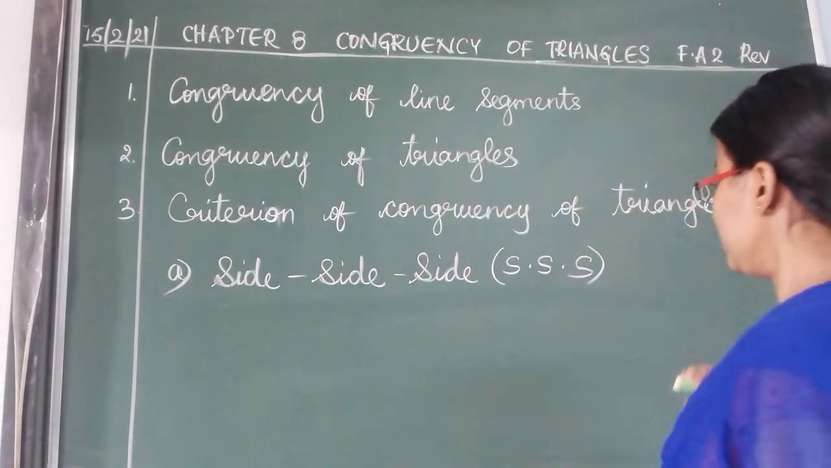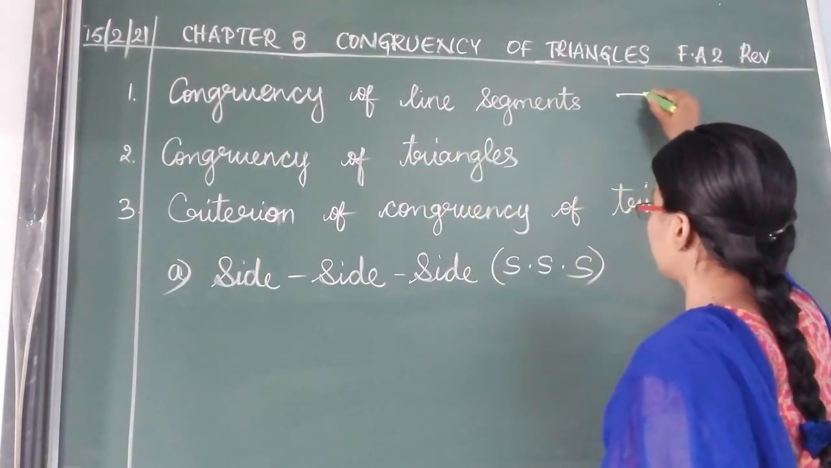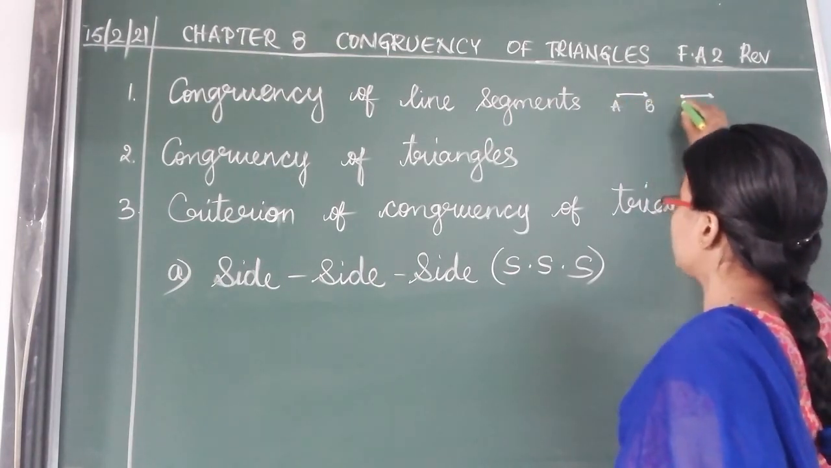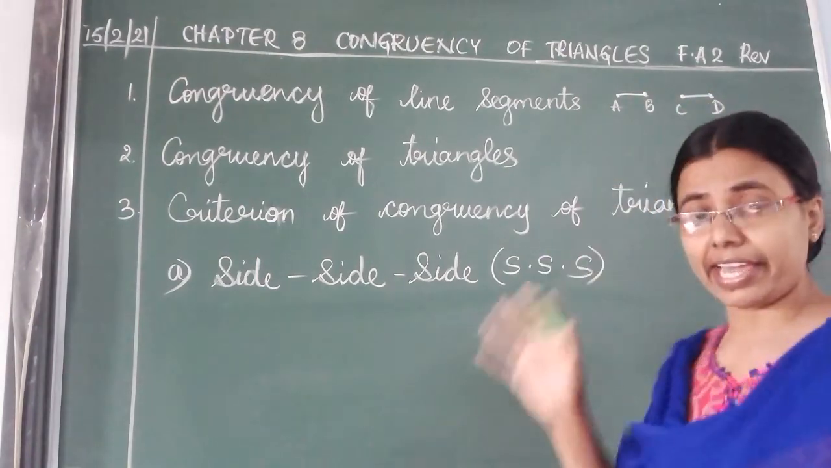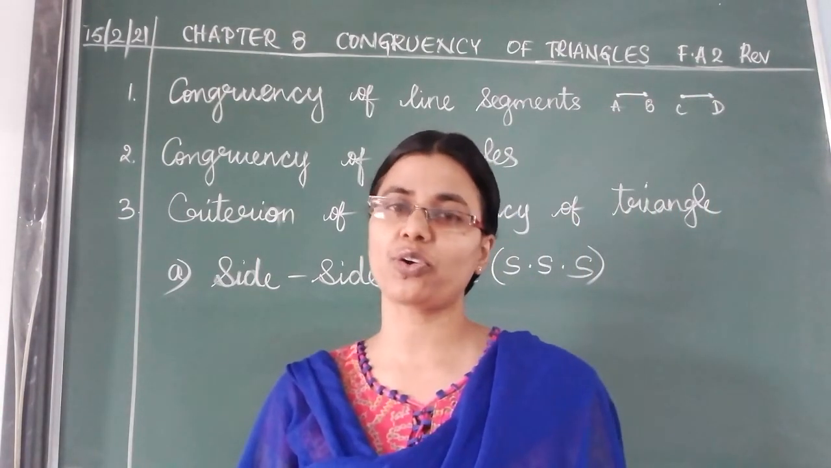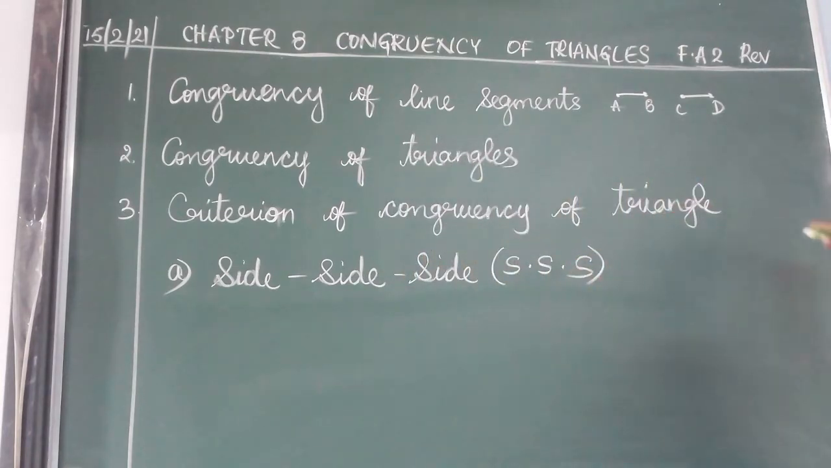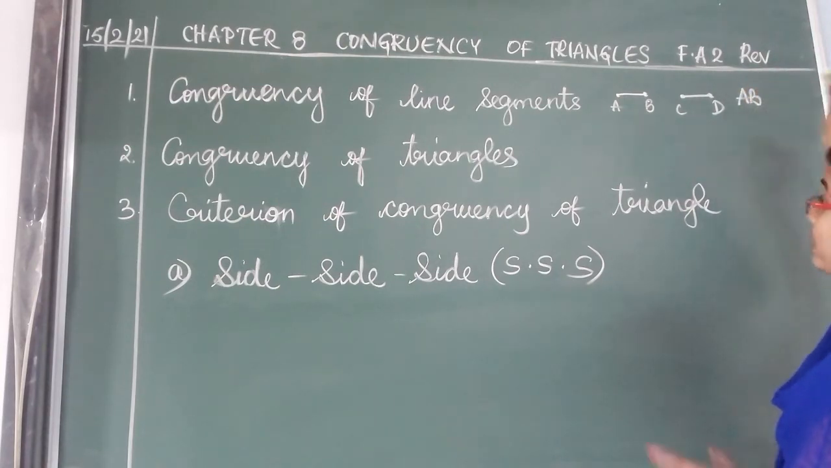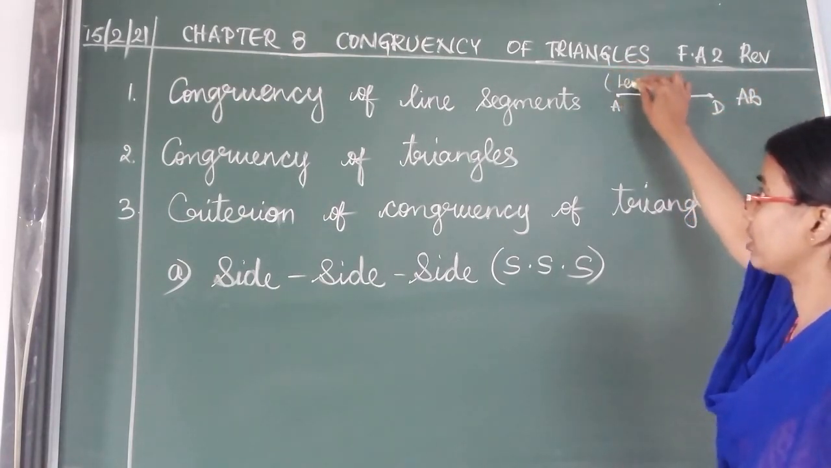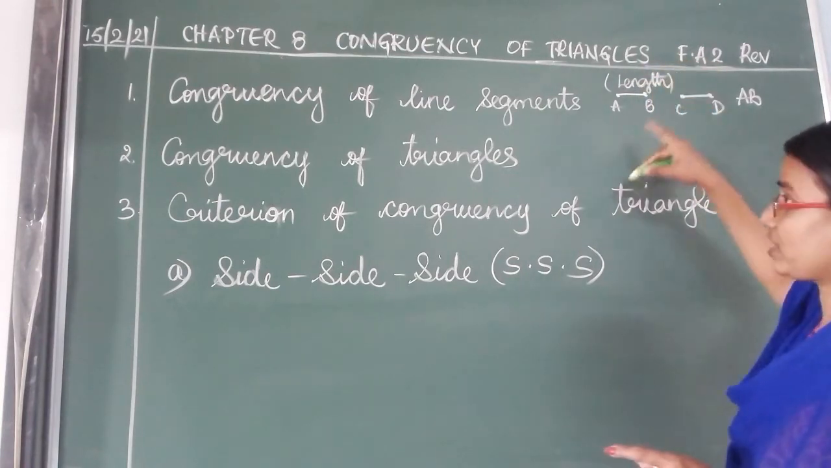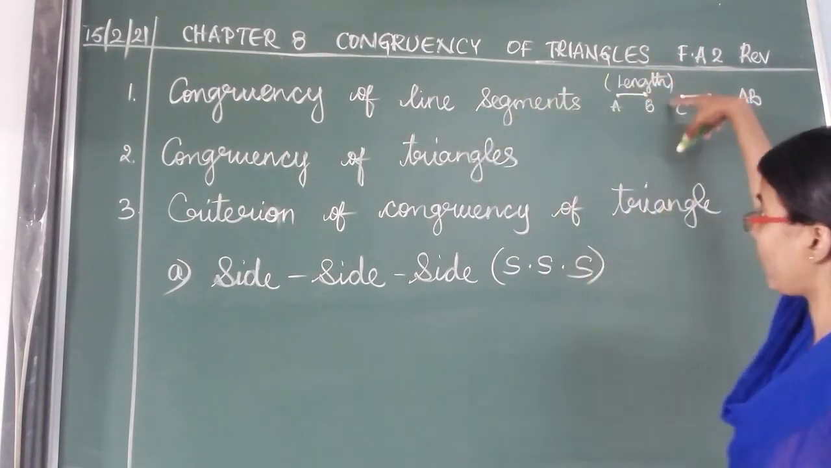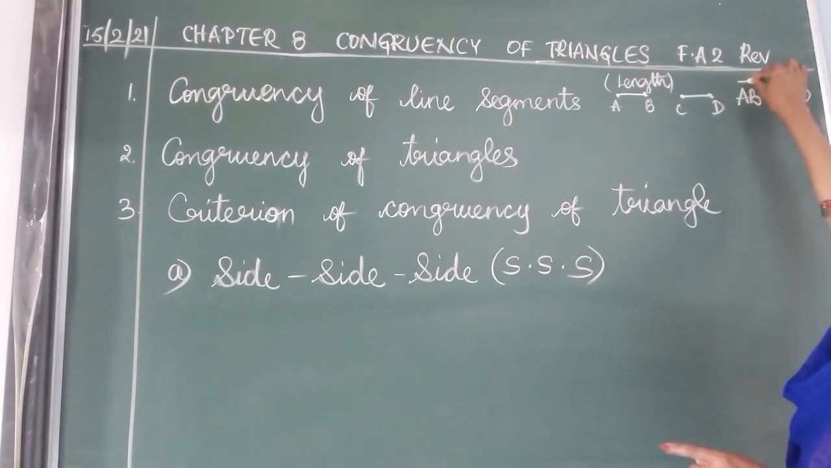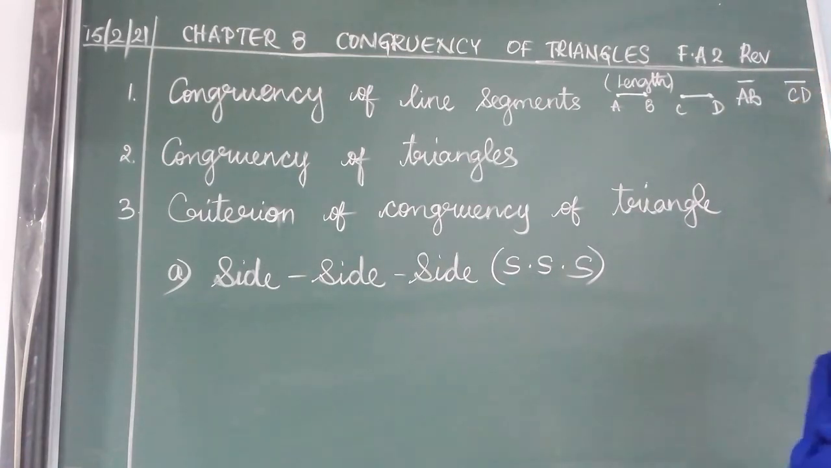You know that line segments have two end points. Okay? If this is AB and this is CD and both their lengths are the same, they are said to be congruent line segments. Congruency of line segments is true. So here what you have to remember is length should be the same. If two line segments have the same length, then they are said to be congruent to each other. So line segment AB and line segment CD are congruent.